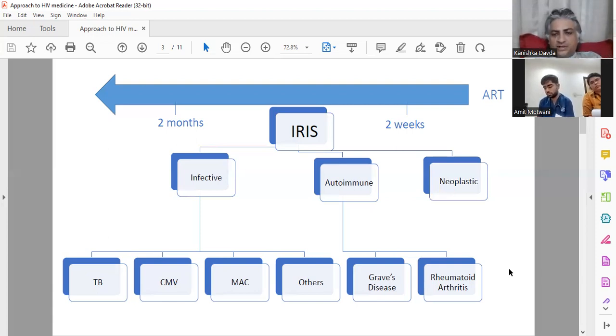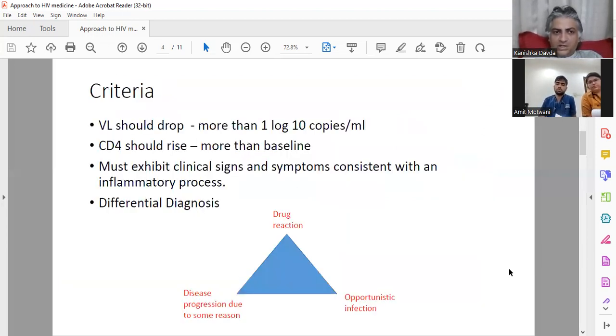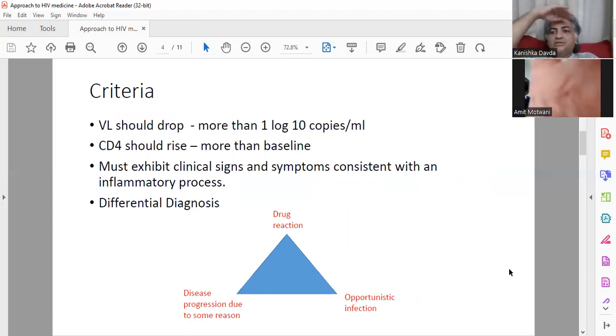So, we go to the next slide now. You understood this, no? Yes. So, what are the criteria for diagnosing IRIS? Right? See, it's actually not very easy to diagnose IRIS. It can be quite confusing.